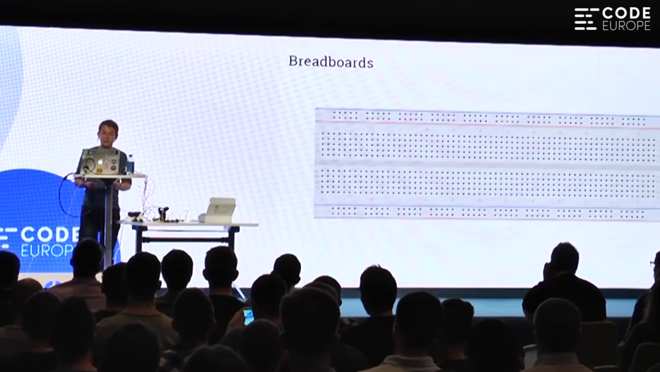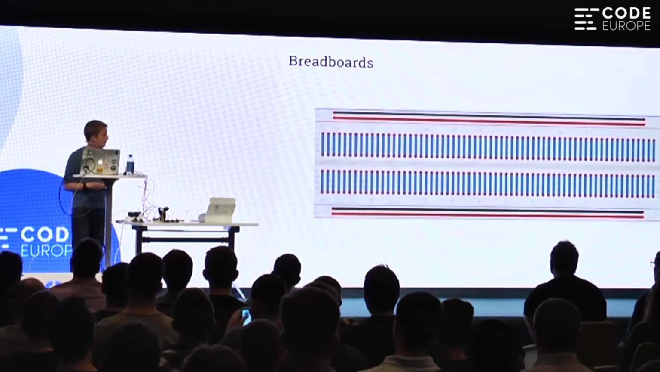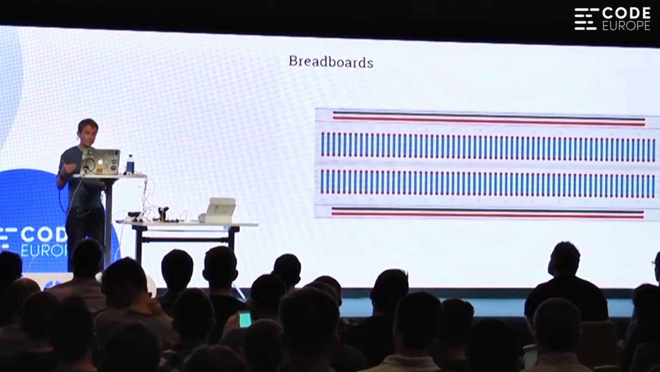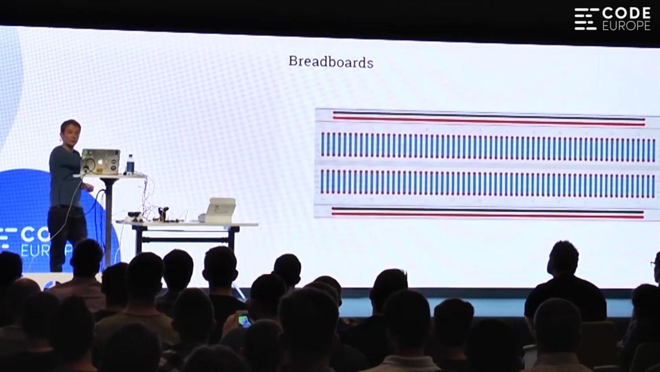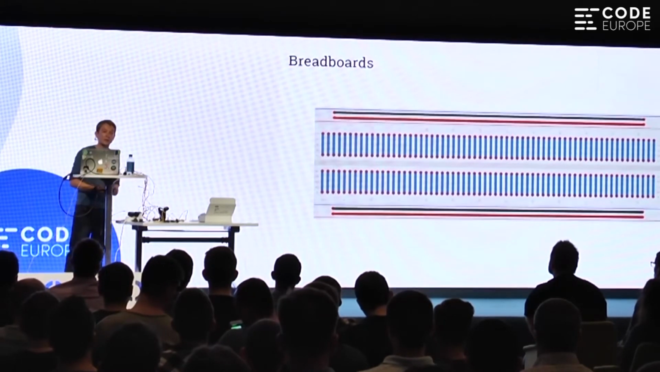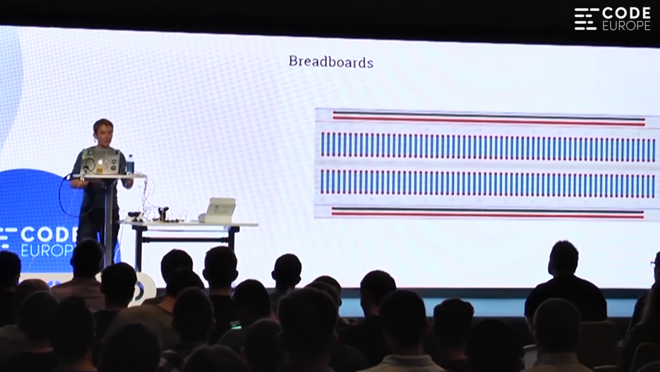So internally to this, actually they're wired up like so. We've typically got 2 rails on the top and bottom that by convention we use for power and ground, and a bunch of connections between the rows of 5 pins all the way through so that we can start clicking things in here and building circuits in place.